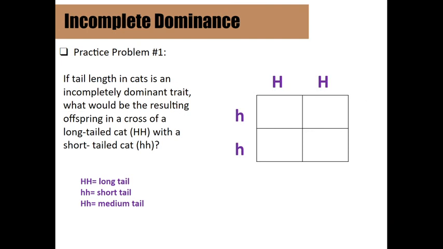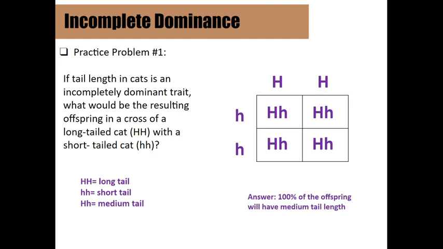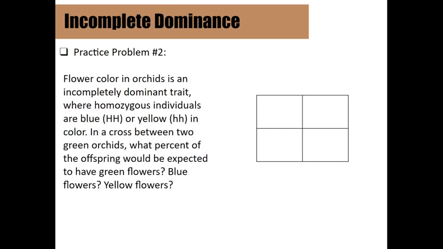But if we get big H, little h, the cat will have a medium tail. So we are crossing a long-tailed cat with a short-tailed cat. So the answer is that 100% of the offspring will have medium tail length because all of our boxes have a big H and a little h because we brought our big H's down and our small h's to the side. Let's do another one.